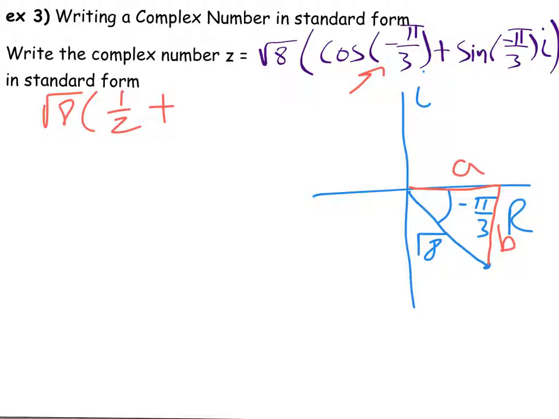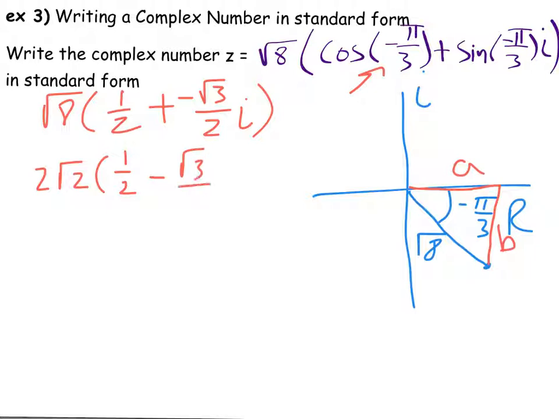plus I do the same thing at 5 pi over 3. The sine value is -√3 over 2. Okay? And from here, it just becomes a simplifying game. Square root 8 can actually simplify to 2 square root 2. And now it becomes basically like a distributive property.